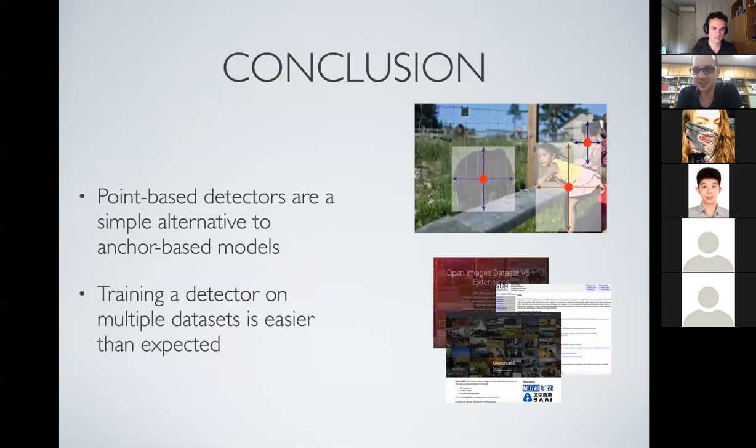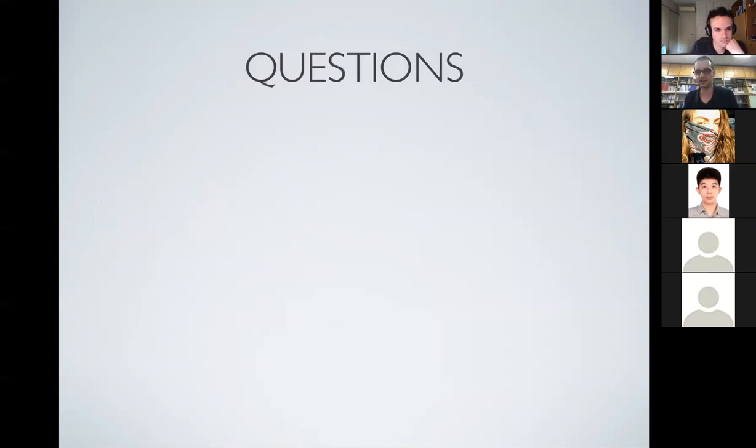And it also turns out to be much simpler than expected to train a detector on more than just a single data set. If you ever train detectors, I encourage you to think about this, to train a detector that maybe is general and learns about all objects that we currently have. There is definitely plenty of work still to be done, especially on the second part. I think we just scratched the surface showing that it's possible to train these detectors on multiple data sets. And with that, I'm happy to take any questions.